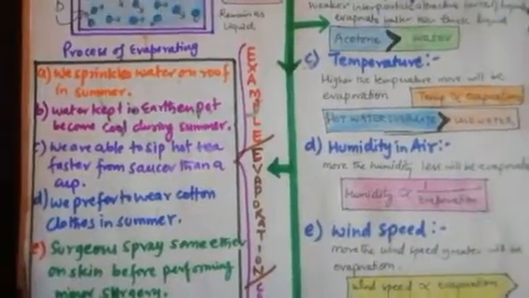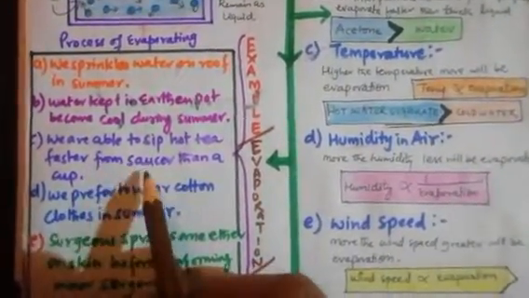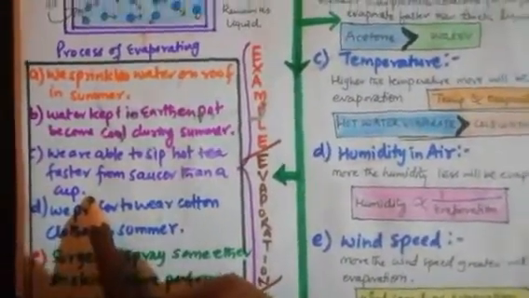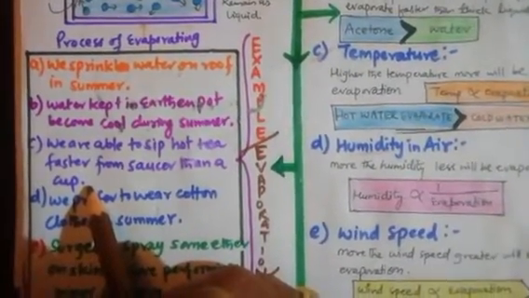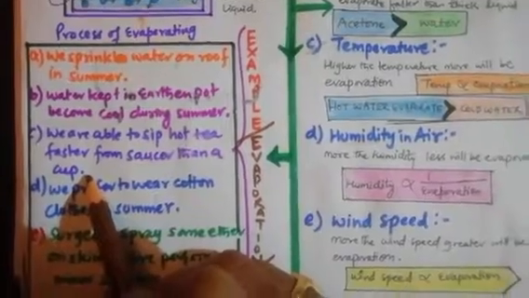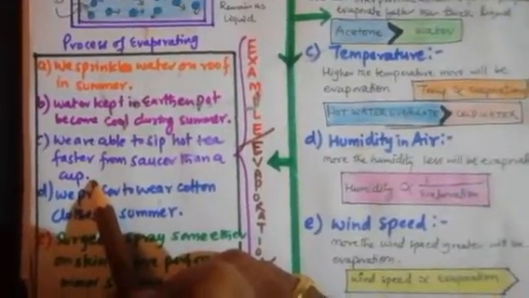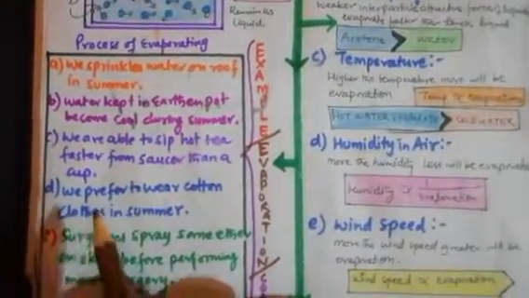Okay, third, we are able to sip hot tea faster from a saucer than a cup. Reason? This is also due to the cooling effect caused by evaporation. In the saucer the rate of evaporation is faster than in the cup due to the large surface area, which we have already done here. So because of that this is causing cooling.